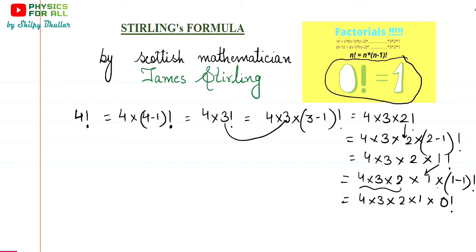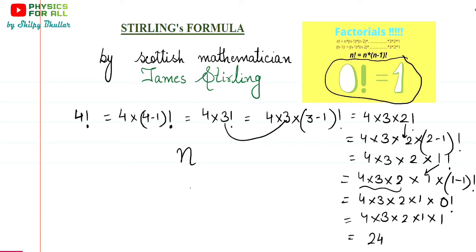So then this is the solution. They say that okay, fine, you need not go beyond 0 or towards the negative numbers. They have given us the value that 0 factorial is 1. So simply we get 4 into 3 into 2 into 1 into 1. So what do we get? That's 24.